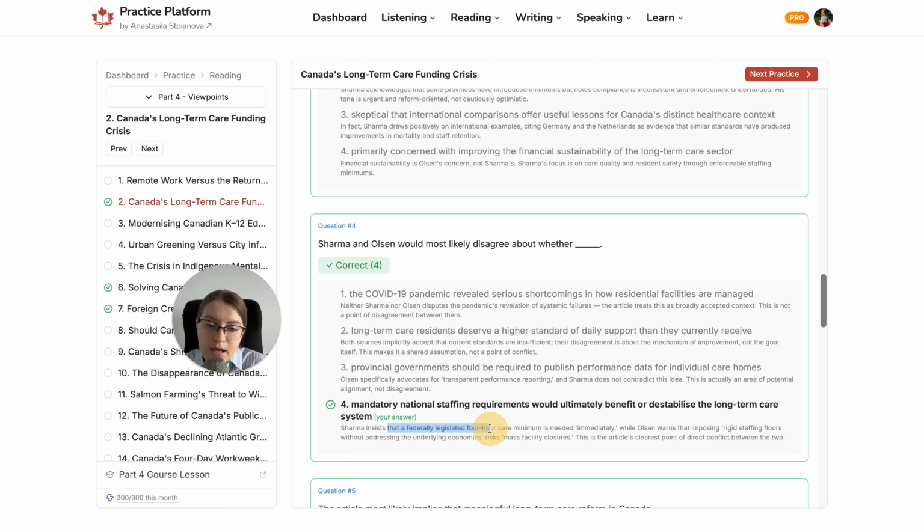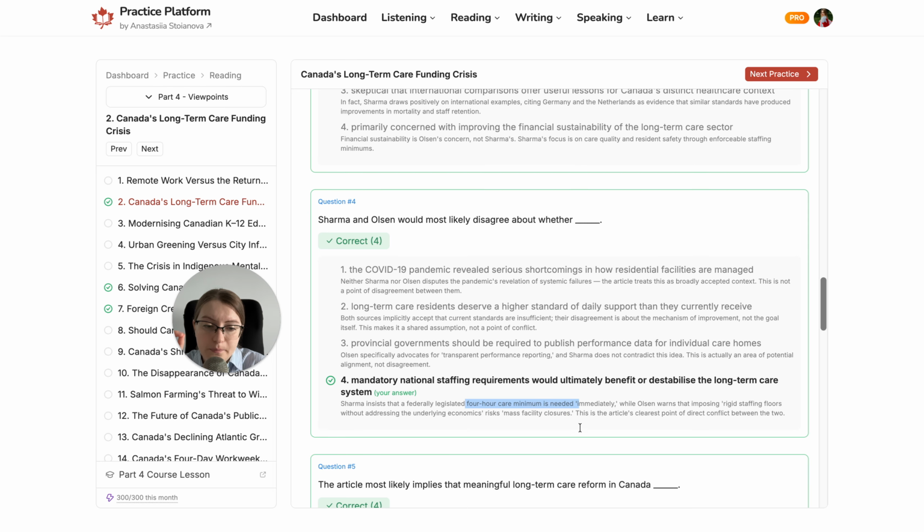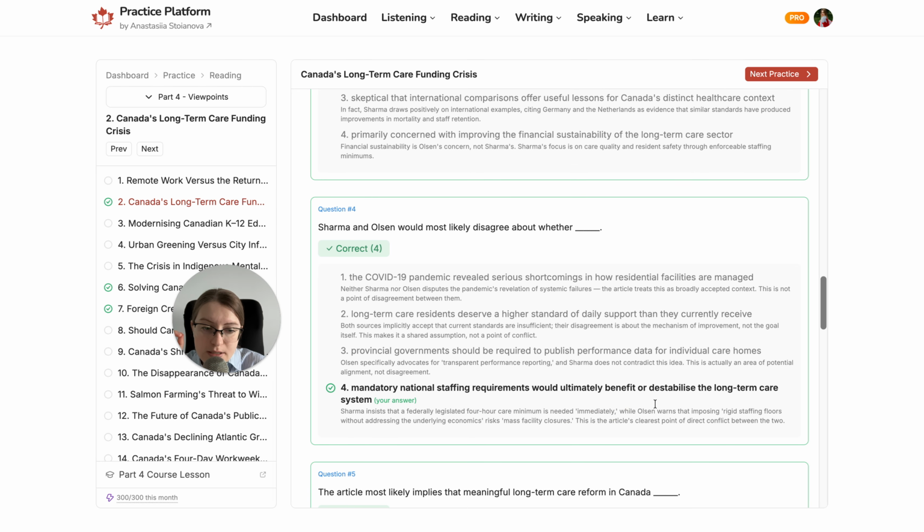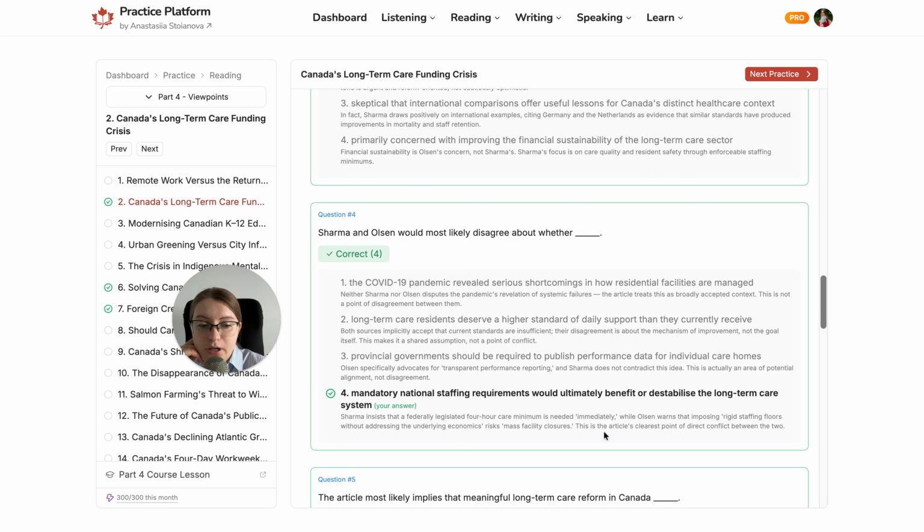Sharma insists that we need 4-hour care minimum and immediately. Olsen says that imposing rigid, meaning strict, staffing floors without addressing the underlying economics risks mass facility closures. So this is a very clear point where two opinions are in conflict. This is how it works, right?